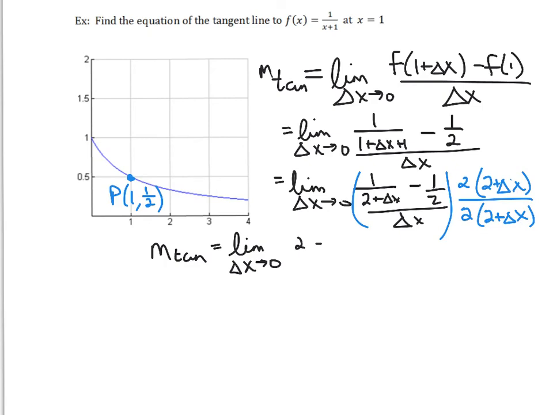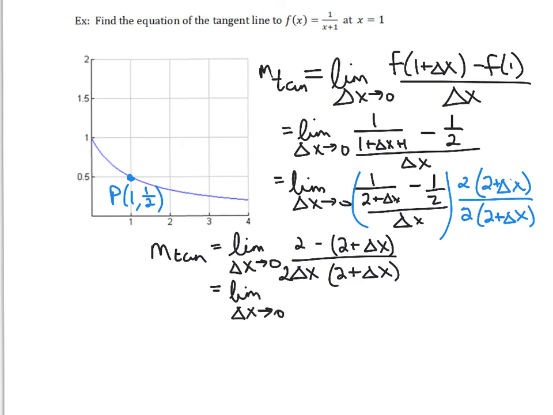Minus the second fraction, the 2's will cancel, so I'm going to subtract the whole other factor, 2 plus delta x. And in my denominator, I'm going to have a delta x, I'm going to have a 2, and I'm going to have a 2 plus delta x. Now, don't be tempted to cancel off those 2 plus delta x's because I have to simplify my numerator first. So this is going to be the limit as delta x approaches 0. 2 minus 2 cancels, and then I've got a negative delta x left over, all over 2 delta x times 2 plus delta x.